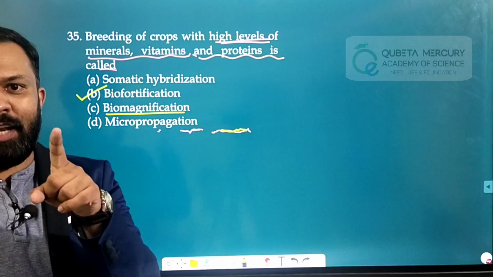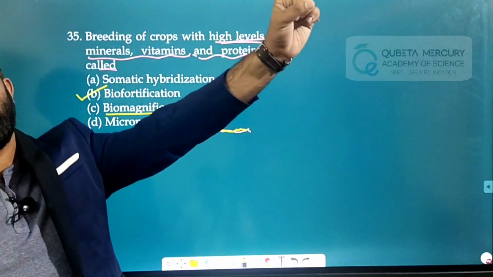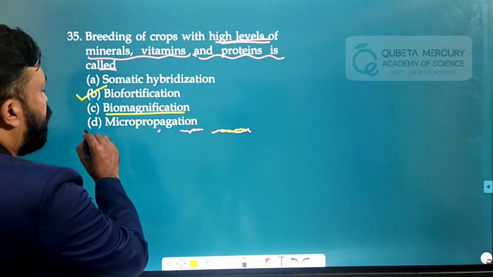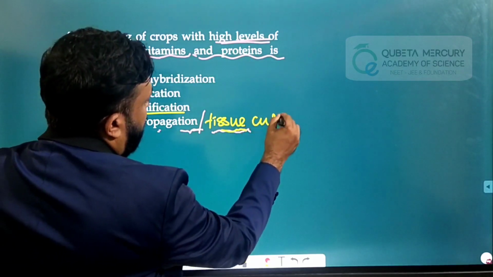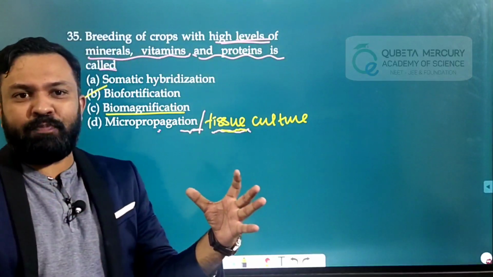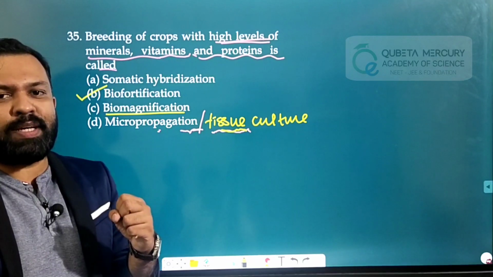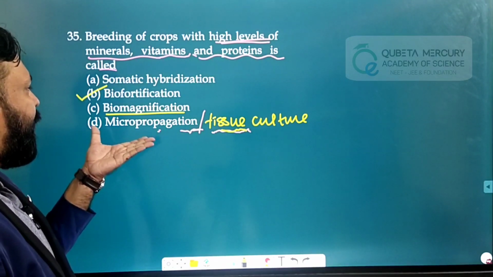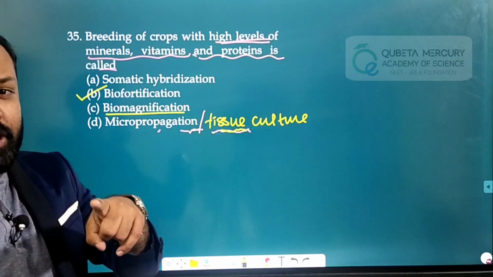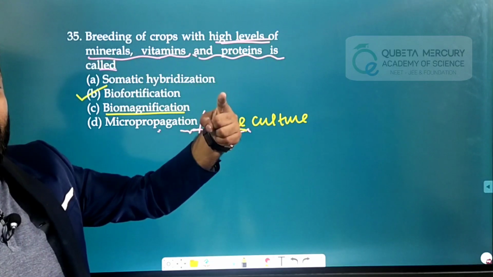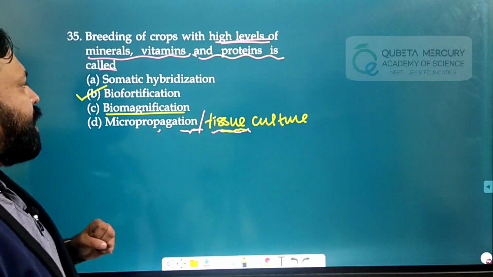Biomagnification? No. Biomagnification is the accumulation of non-biodegradable pollutants in the highest trophic levels of food chains. And micropropagation? No. Micropropagation is tissue culture itself. During tissue culture, thousands of plantlets can be released from a few explant cells, and thus tissue culture is otherwise said to be micropropagation. So the right answer is biofortification, not biomagnification. Biomagnification is the accumulation of toxicants, the non-biodegradable pollutants, in the highest trophic levels of the food chain.